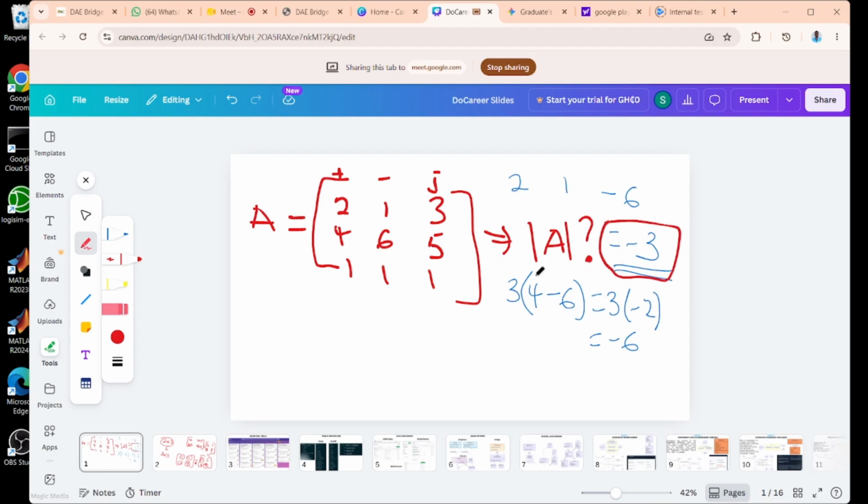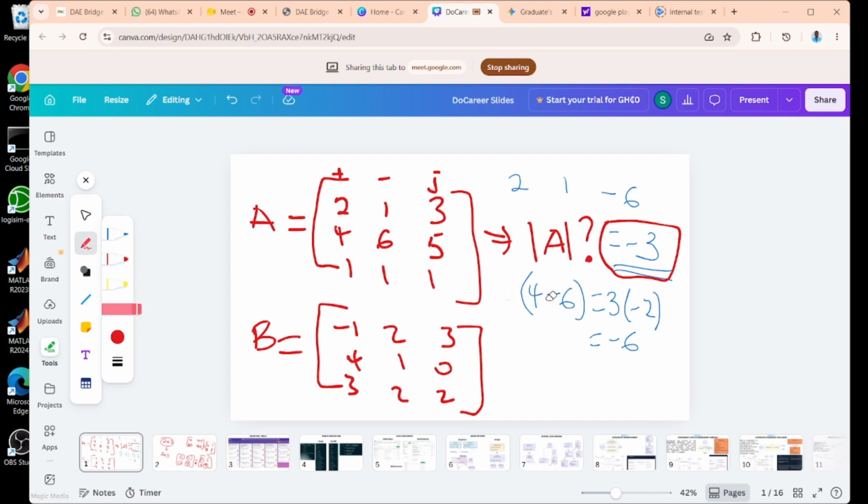Okay. All right. So let me say I have another matrix, let's quickly find this one. Some random numbers: negative 1, 2, 3, 4, 1, 0, 3, 2, 2. Let's find the determinant for this one. You need to really be careful. So just rely on your knowledge from cross products and try it.